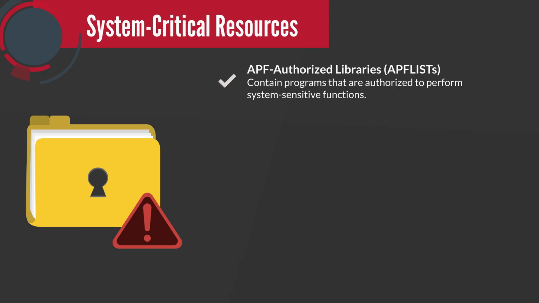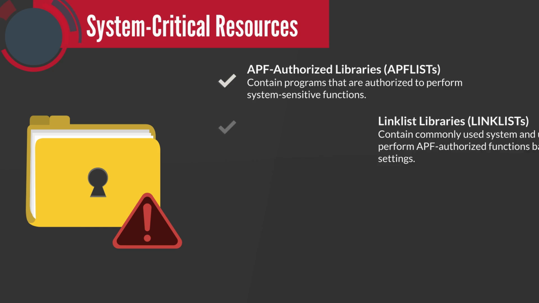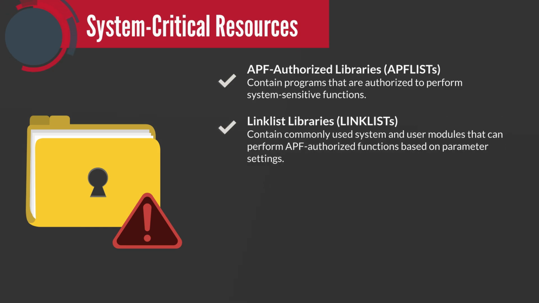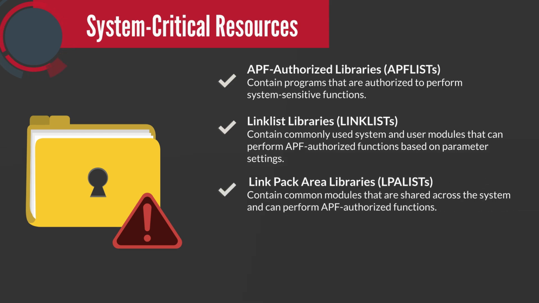Authorized Program Facility Libraries, or APFLISTs, contain programs that are authorized to perform system-sensitive functions. LINKLIST libraries, or LINKLISTs, contain commonly used system and user modules that can perform APF-authorized functions based on parameter settings. Link Pack Area Libraries, or LPALISTs, contain common modules that are shared across the system and can perform APF-authorized functions.